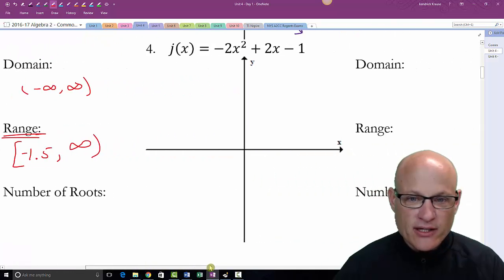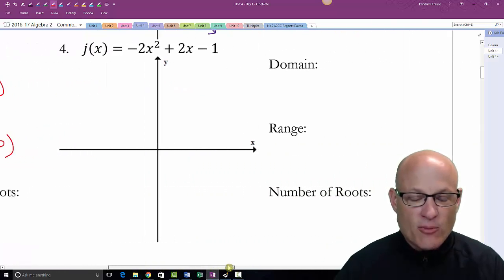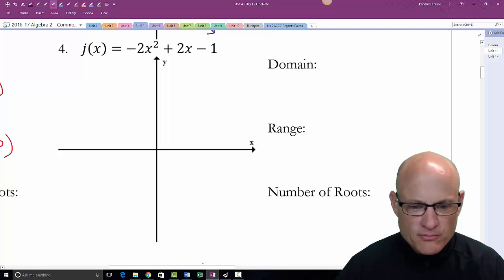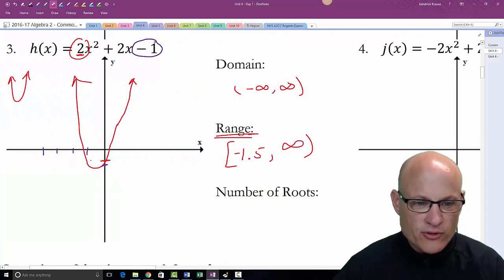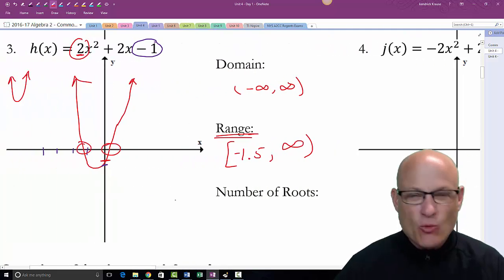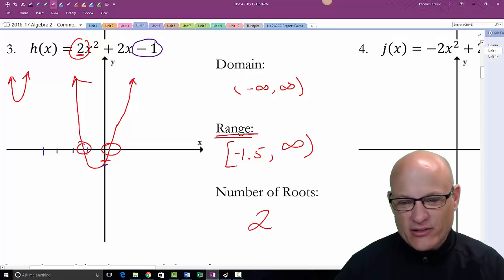Okay, let's take a look at this baby. Now, here's what I know about this one. Number of roots: how many times it hits the x-axis. I'm not asking what they are. I'm just asking how many. In this case, there's 2.